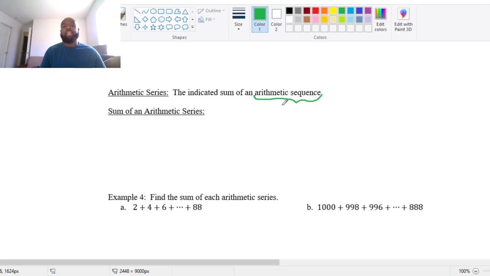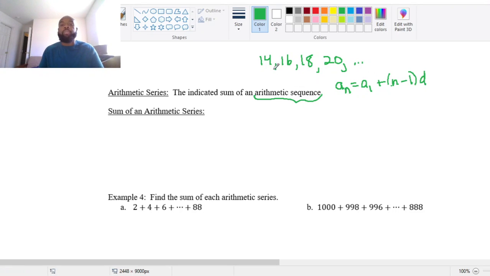So remember when we had arithmetic sequences, I think we looked at the sequence 2, 4, 6, 8, 10. Well, actually, we looked at the sequence before of 14, 16, 18, 20, so on and so forth, right? We looked at this sequence here and we said that we can use the formula a sub n equals a sub 1 plus n minus 1 times d, where a sub 1 is your first term and d is the difference that is constant between your terms, right?